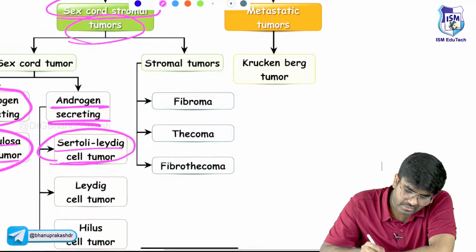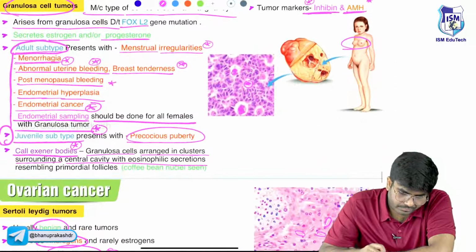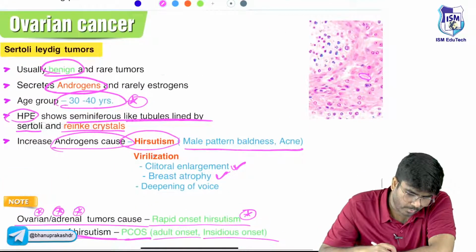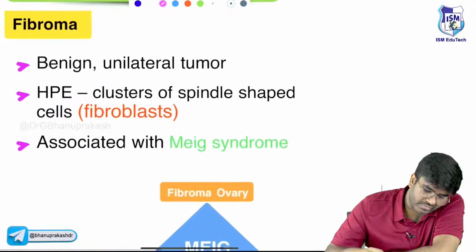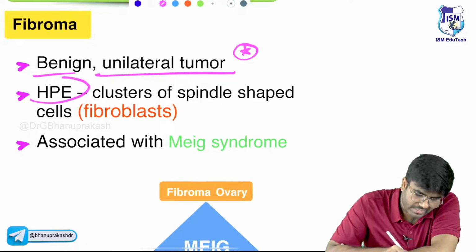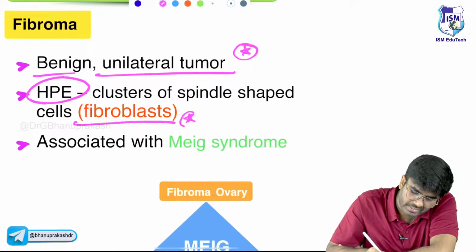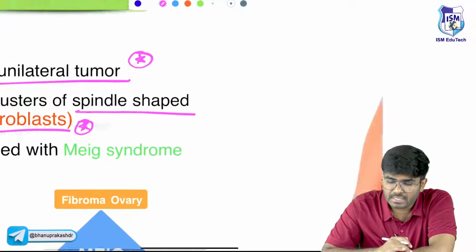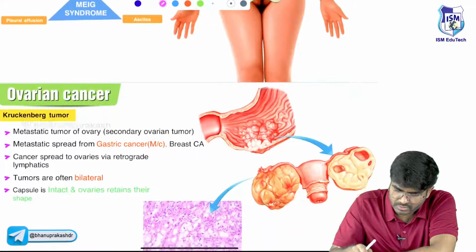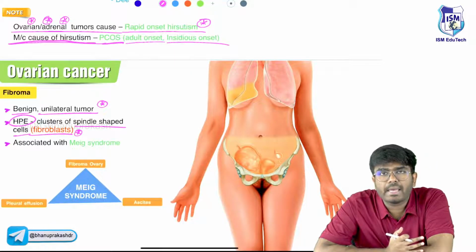Fibroma is also a stromal tumor. Now, the point which I want you to know in the fibroma is, these fibromas are benign unilateral tumors. What you will see in the histology is lots and lots of fiber deposition, as the name itself suggests. Fibroblasts are going to be seen. So clusters of spindle cells, I haven't shown the histology here, but clusters of spindle-like fibroblasts are going to be seen on the histology.